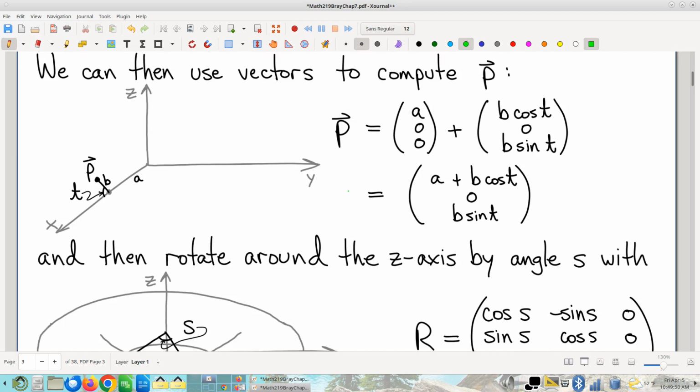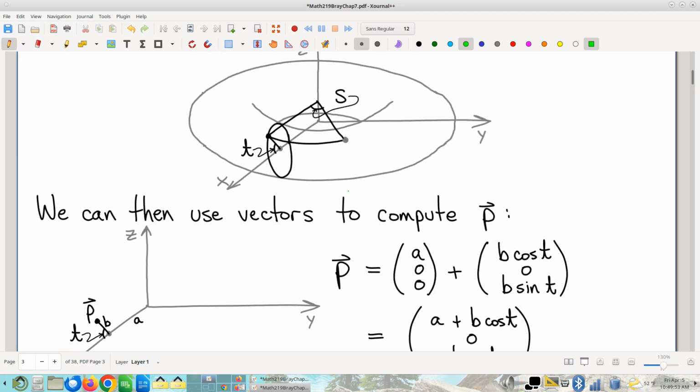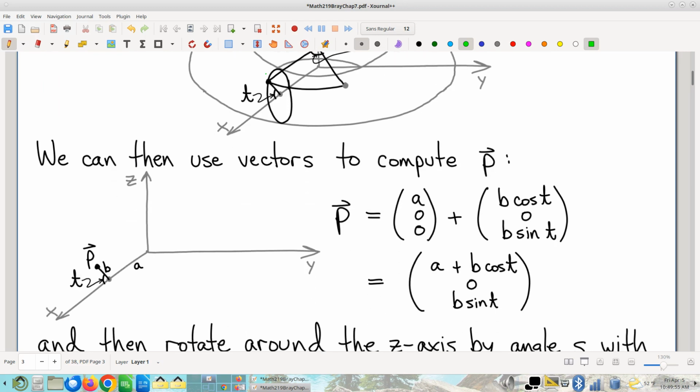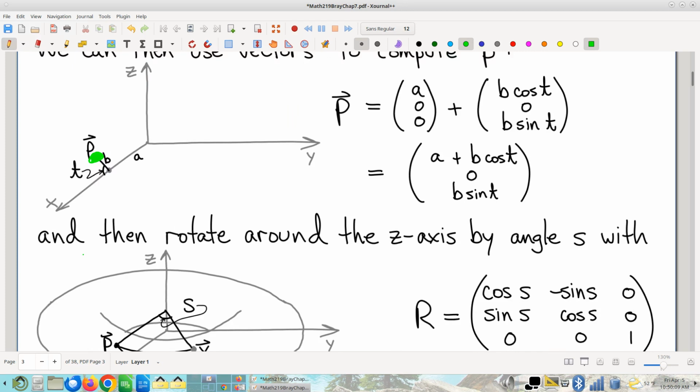But first, let's talk about this point, the point from which we're going to rotate. That point, which is easier to see down here if I strip off all the other stuff, is pretty easily seen to be a sum of that vector, which is a constant, always a, 0, 0, and then plus this vector.